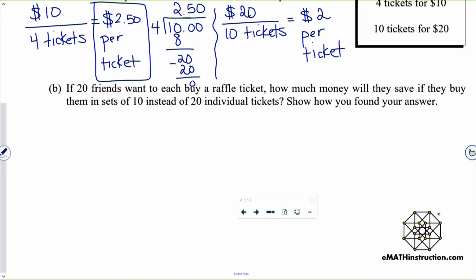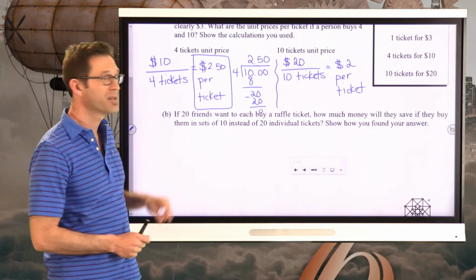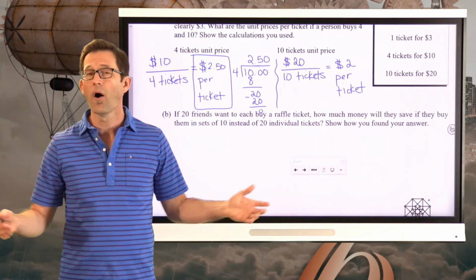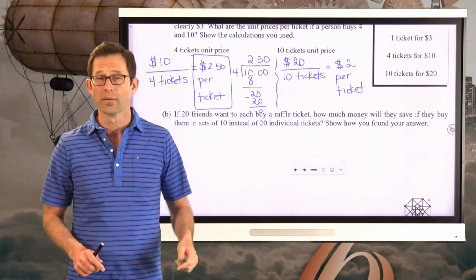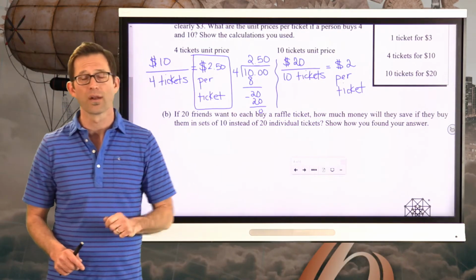If 20 friends want to each buy a raffle ticket, how much money will they save if they buy them in sets of 10 instead of 20 individual tickets? Show how you found your answer. So this is important, because let me go back up to that price a little bit. If we have these 20 people, they all want a raffle ticket, so if they each walk up there and, oh, here's my $3, they get a raffle ticket. Here's my $3, they get a raffle ticket.